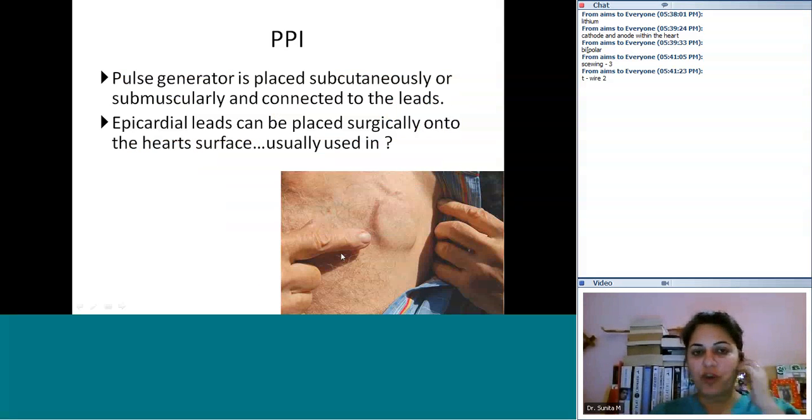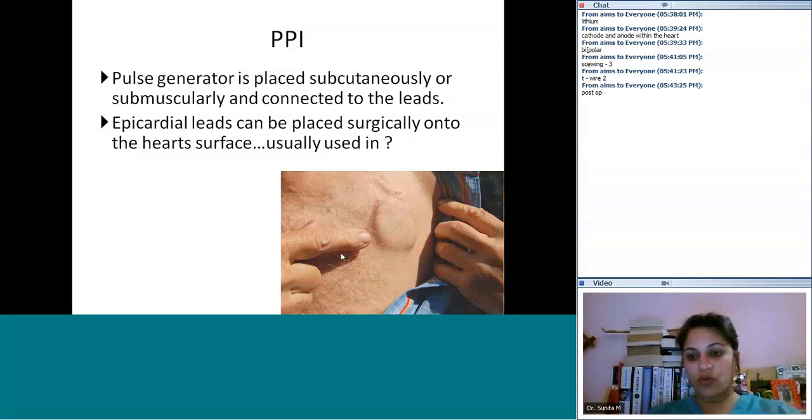Now this is how you put your pulse generator in, right? Either subcutaneously or submuscularly, and you connect it up to the leads. Now when you connect it to the leads through the veins, like you saw in the previous pictures, that's your transvenous approach. But many times you do epicardial leads, where you put it surgically onto the heart surface. Now in which conditions you use epicardial leads? Where you're not going through the veins, but you're just taking the leads and putting them on the heart surface. Where do you use epicardial leads?